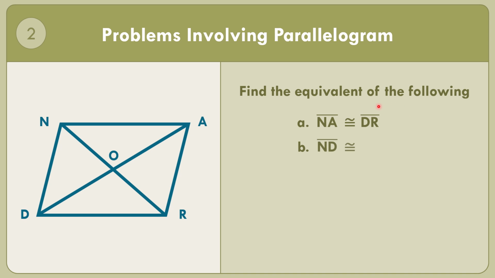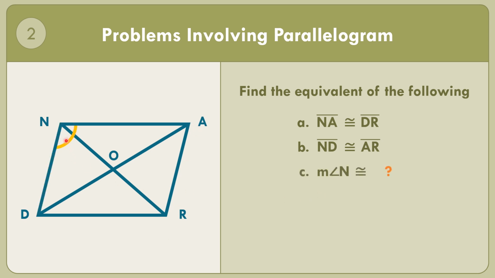Next, how about letter B? Segment ND. This is the segment ND. The opposite or the parallel of segment ND is segment AR. So it means segment ND is congruent to segment AR. So this is the segment AR.